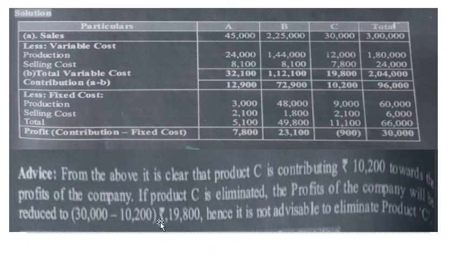So how did you get 19,800? It is 30,000, the total profit, minus the contribution which is going out, which is 10,200. So it is advisable not to eliminate product C.